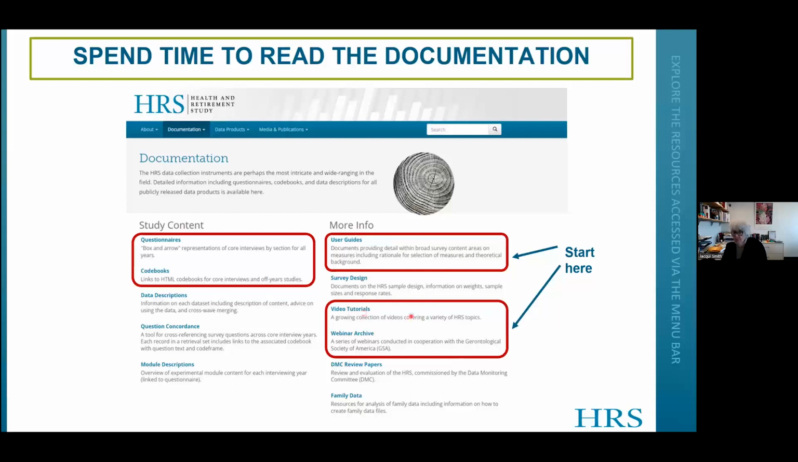And there are also video tutorials that have been put up over the years, and webinars, and they're sort of added to along the way, but I recommend starting here just to get a sense. And then you can also look at all the different questionnaires in each section, and also what we call code books. So the code books of how the information is actually coded in the data are all linked here. This is all just on the website.